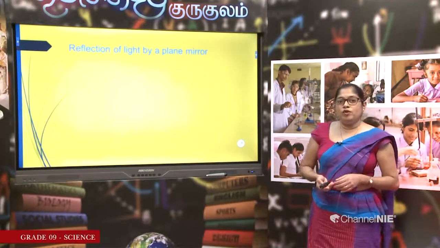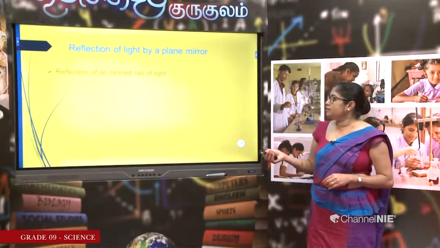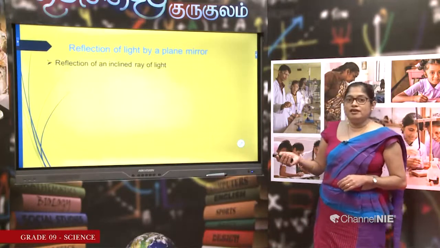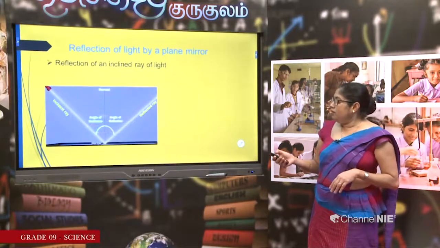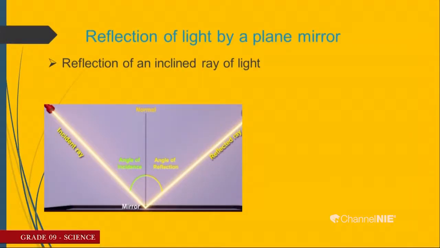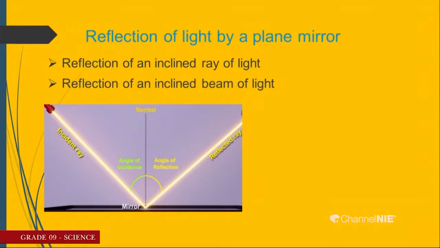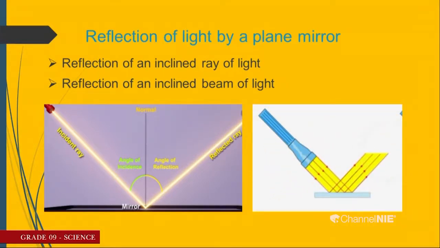Now we are going to see how light is reflected by a plane mirror. First we will see reflection of an inclined ray of light. This light ray is inclined on the plane mirror, so that you can see the reflected ray of light. Next is reflection of an inclined beam of light. This torch gives out a beam of light. You can see that the beam is reflected as a parallel beam.